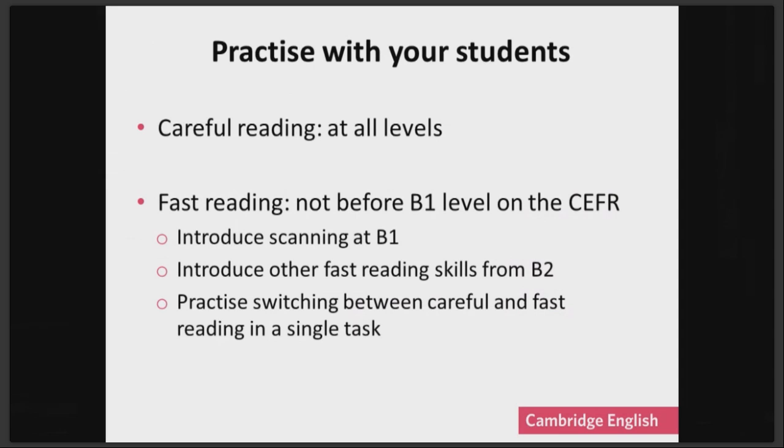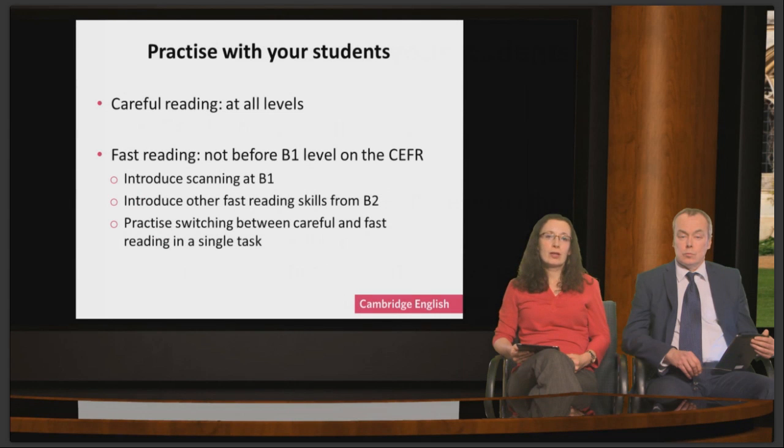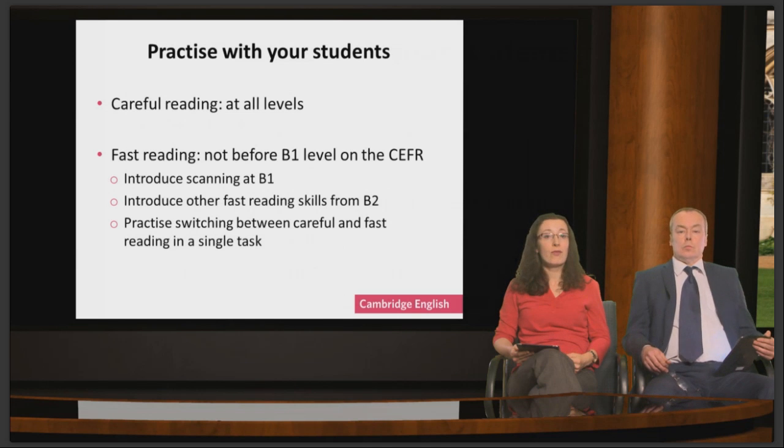So fast reading can be introduced to classroom and assessment activities at an intermediate level, B1 level on the Common European Framework of Reference for Languages, or the CEFR, and it should receive a more intense focus from B2 level upwards. Bear in mind that some types of fast reading are more challenging than others. So introduce scanning, searching for exact word matches in a text, as a less challenging type of fast reading at B1 level on the CEFR. From B2 onwards, teach them more challenging types of fast reading, such as skimming for gist and searching for predetermined information. You'll need to practice both careful and fast reading with your students, and also practice switching between the two in a single task.